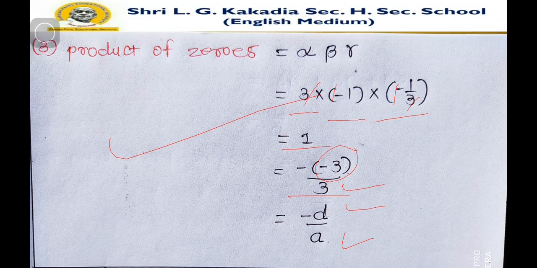So here we remember three relationships in a cubic polynomial, that is the sum of zeros, alpha plus beta plus gamma, the sum of products of zeros, alpha beta plus beta gamma plus gamma alpha, and the third one is the product of zeros, that is alpha beta gamma.